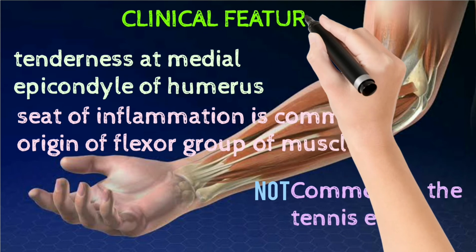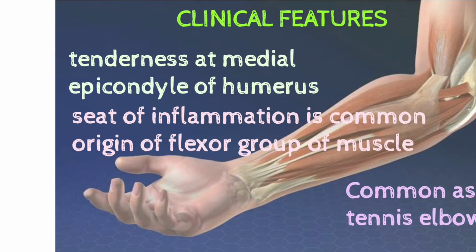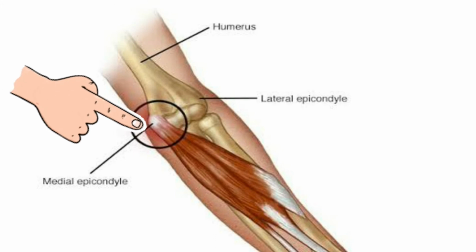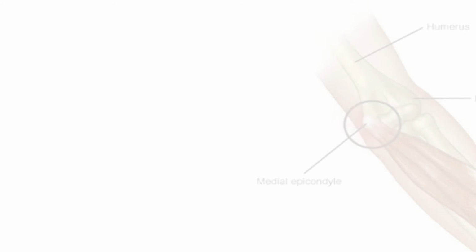Please write these points. I will also give the book's reference in the description so you can read from there as well, but basically I've covered everything. In this diagram you will see the location of the medial and lateral epicondyle.